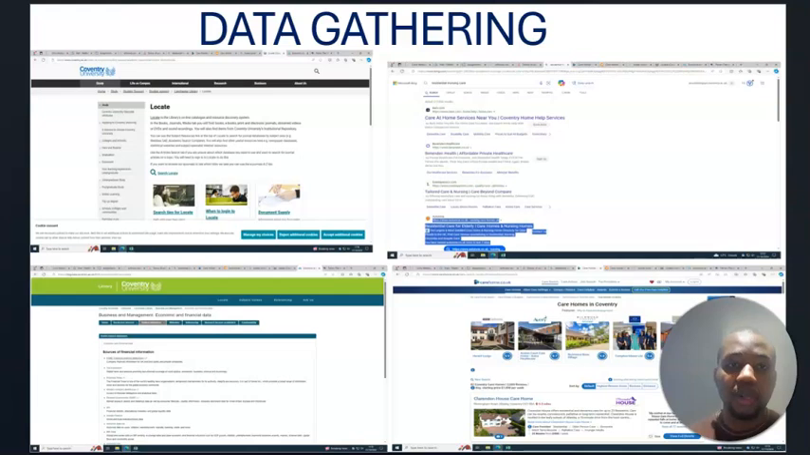So, when I collected the data, it was actually raw data. I had to clean up the data, transpose it, and make it good for analysis.